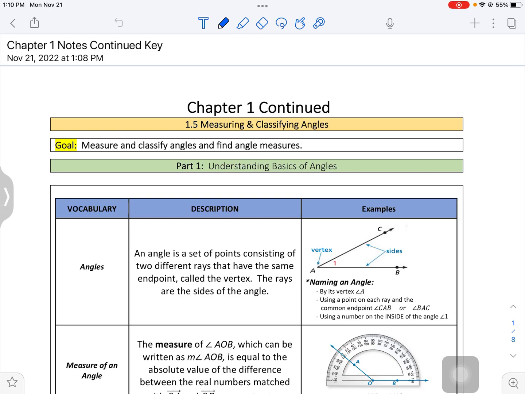These are the 1.5 Part 1 video notes. So we're going to talk about understanding angles.